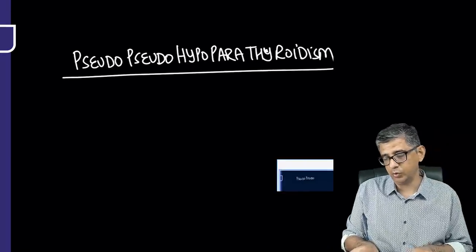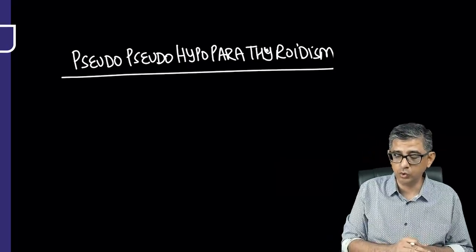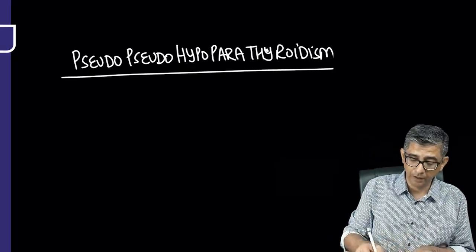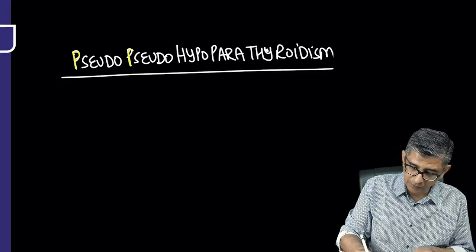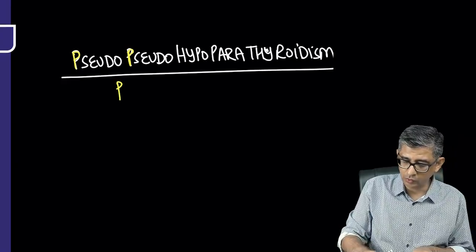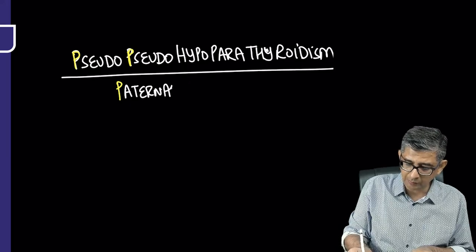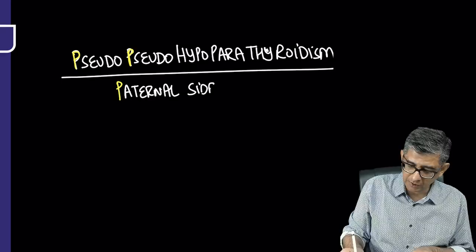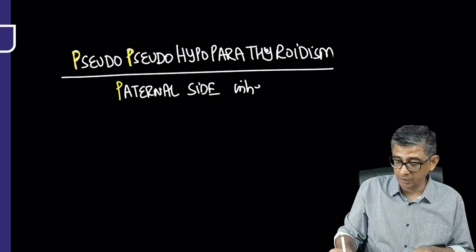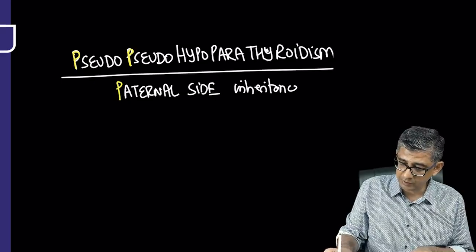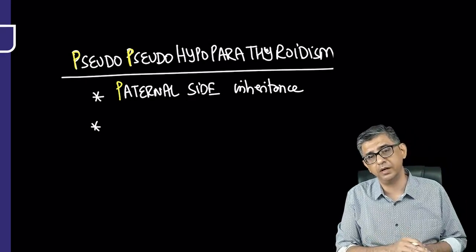I'm going to describe to you a variant of pseudo hypoparathyroidism, which is called as pseudo-pseudohypoparathyroidism. The highlight of this, the P alphabet is coming 2 times. The highlight of this pseudo-pseudohypoparathyroidism is one, that this is always inherited from the paternal side. Like I was telling you that in PHP, pseudohypoparathyroidism, the inheritance comes always from the mother's side. In pseudo-pseudo, genetic studies have shown inheritance from the paternal side.